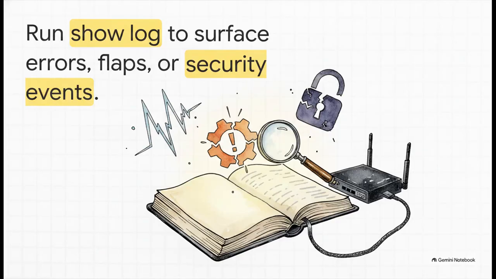Finally, step 5 is show log. Reviewing the system log surfaces the hidden history of the device. It alerts you to interfaces that have been flapping up and down while you weren't looking, hardware faults, or even unauthorized access attempts that might have happened over the weekend. It's your security camera, basically.